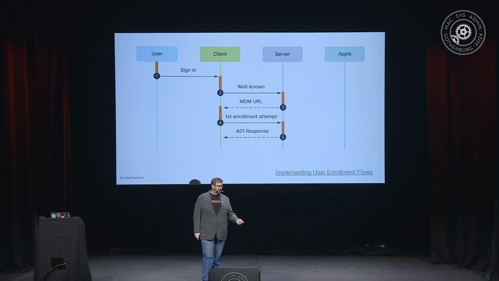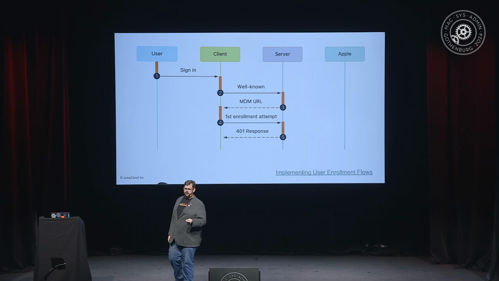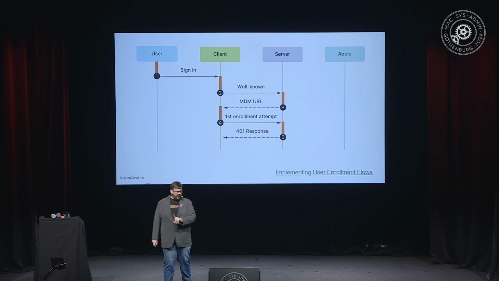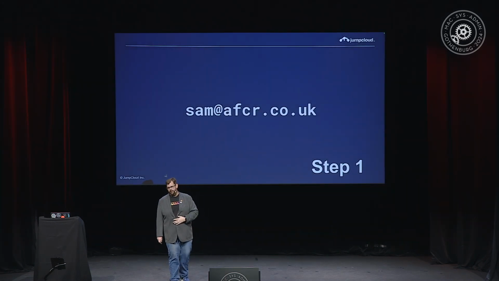At the beginning, the user will start on their device, and they will go to the settings application on their phone, go to general, go to VPN and device management. At that point, they'll be prompted to sign in. That's the first step. The device will use the email address that is provided by the user to determine what happens next. It goes and gets that well-known URL and retrieves from the file that was resultant an MDM enrollment URL. It will make a first enrollment attempt, and the server will say, no. It will say 401, not authorized.